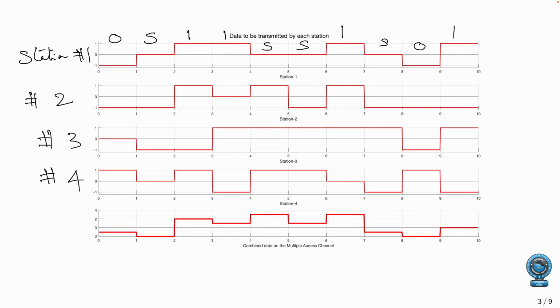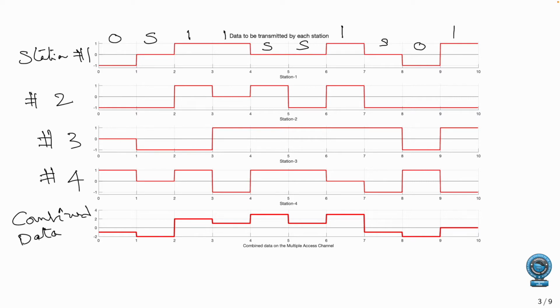Let us assume they have these pulse trains to send, and now when all of them are simultaneously accessing the channel, station 1, station 2, station 3 and station 4, these waveforms are put onto the channel, that is the multi-point link. Then all of this will get added. This waveform is the representation of the combined waveform on the channel.